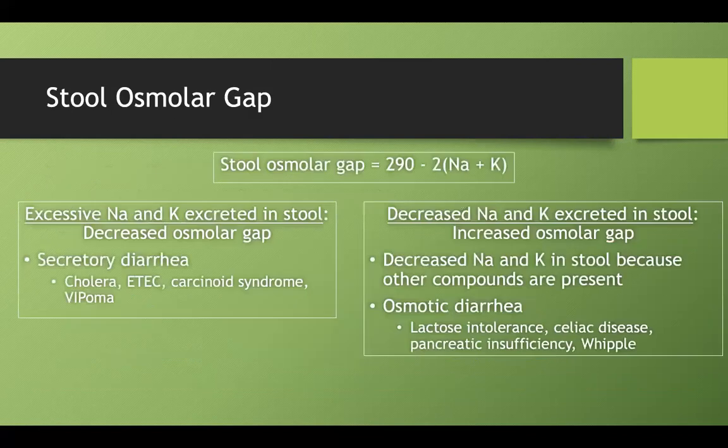And if I go back to the slide on stool osmolar gap, I mentioned that in the case of osmotic diarrhea, you have so much of this solute in the lumen that there's not enough room for any sodium and potassium in that lumen as well. And because of that, if you have a decreased sodium and potassium excreted in the stool, you can get an increased osmolar gap.